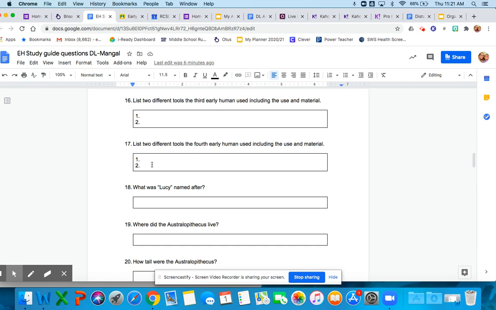All right. 16, list 2 different tools the third early human used, including the use and material. So now we're on to Homo erectus. Homo erectus was the very first human to create a spear. That's huge. And that was made from a simple branch from a tree and sharpened at the bottom. It was not very sophisticated, but it worked well, and that was for hunting at close range.